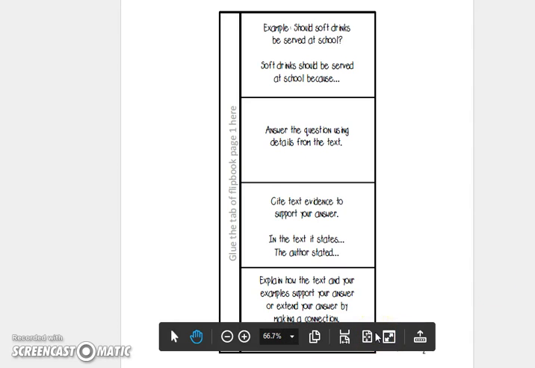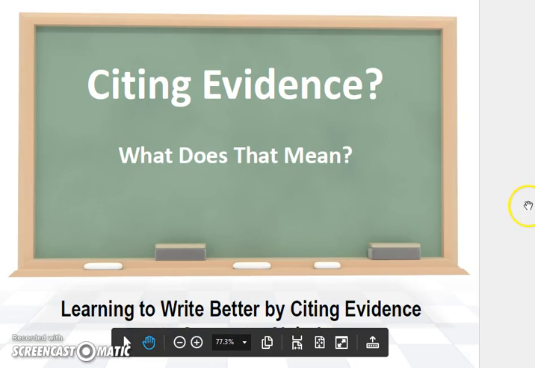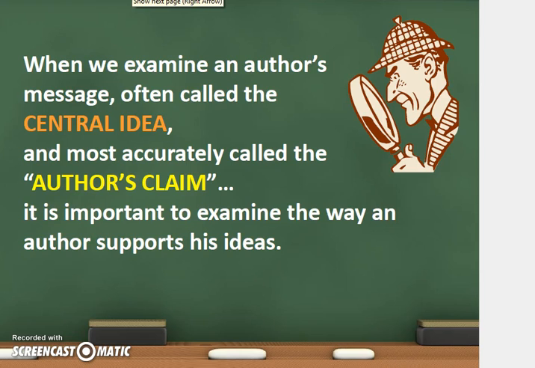Next, what I want you to do is follow this PDF. I'll just go through it briefly. It's about citing evidence and what it means, so learning to write better by citing evidence to support a claim. And you guys are also going to learn how to write a claim eventually. So when we examine an author's message, it's often called the central idea or main idea, which you guys know. So the reason the author is writing, also called the author's claim. So it's important to examine the way an author supports his ideas. So main ideas, and then we have our supporting details.